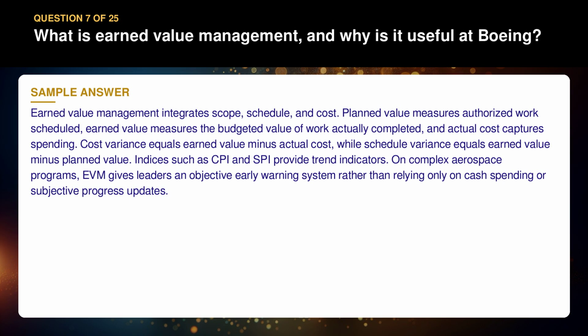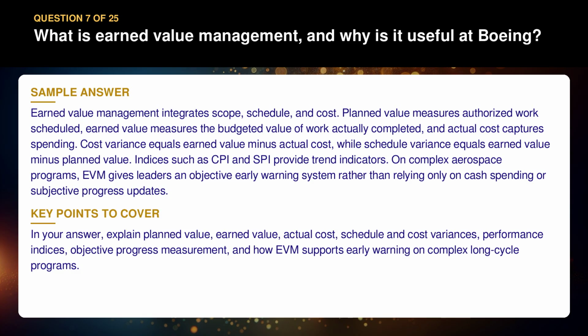Indices such as CPI and SPI provide trend indicators. On complex aerospace programs, EVM gives leaders an objective early warning system rather than relying only on cash spending or subjective progress updates. In your answer, explain planned value, earned value, actual cost, schedule and cost variances, performance indices, objective progress measurement, and how EVM supports early warning on complex long-cycle programs.